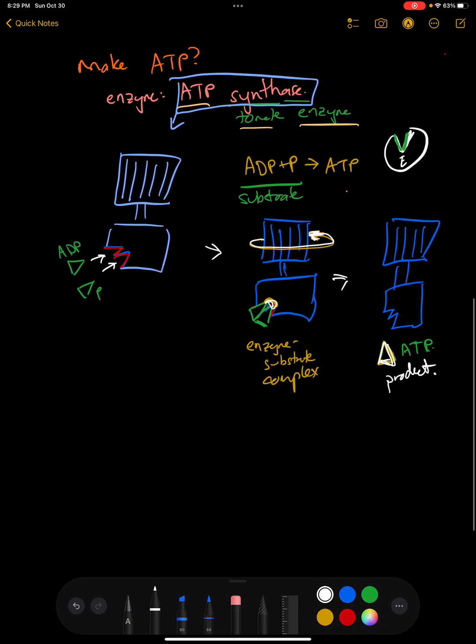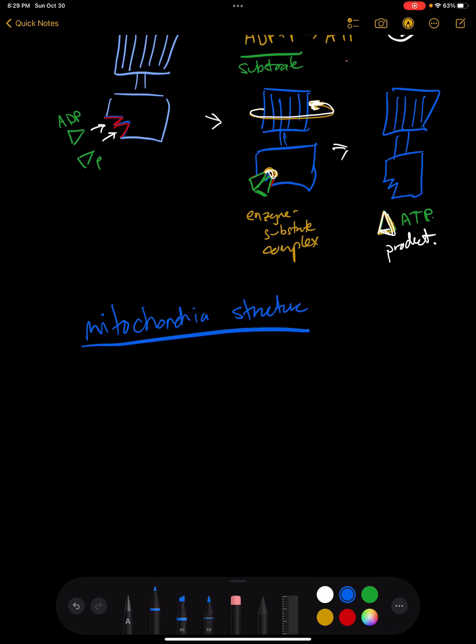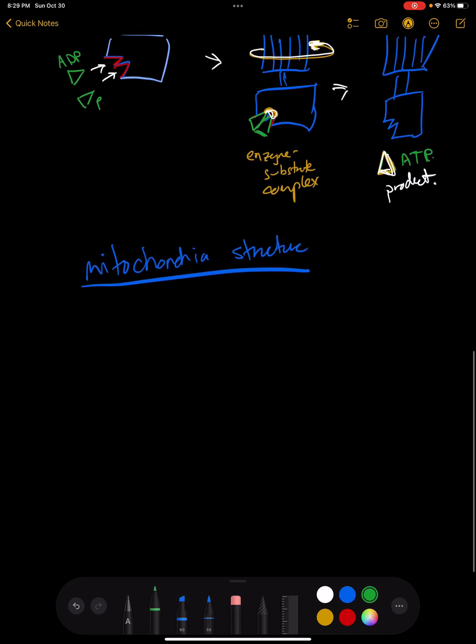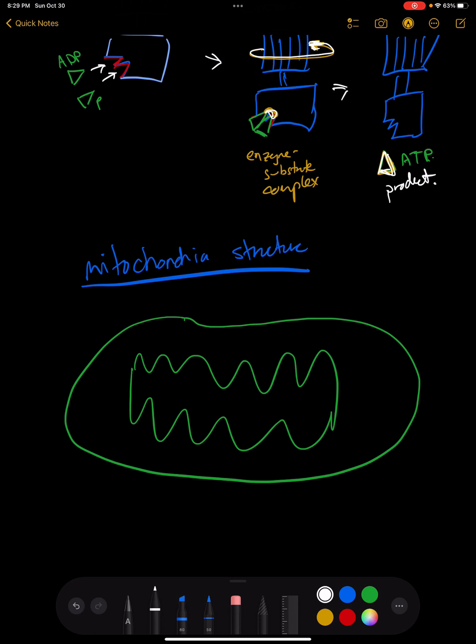Okay, so now we're going to talk about mitochondrial structure. All right, let's talk about the mitochondria. Mitochondrial structure. All right, let's draw this cute little guy. Remember, he is a big dude, looks like a bean, and then I have that squiggly stuff in the middle. First, this is my outer membrane.